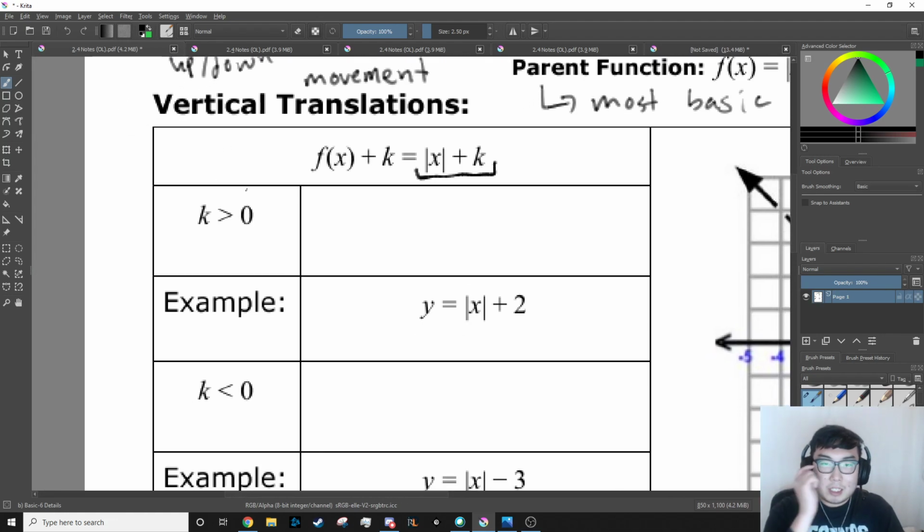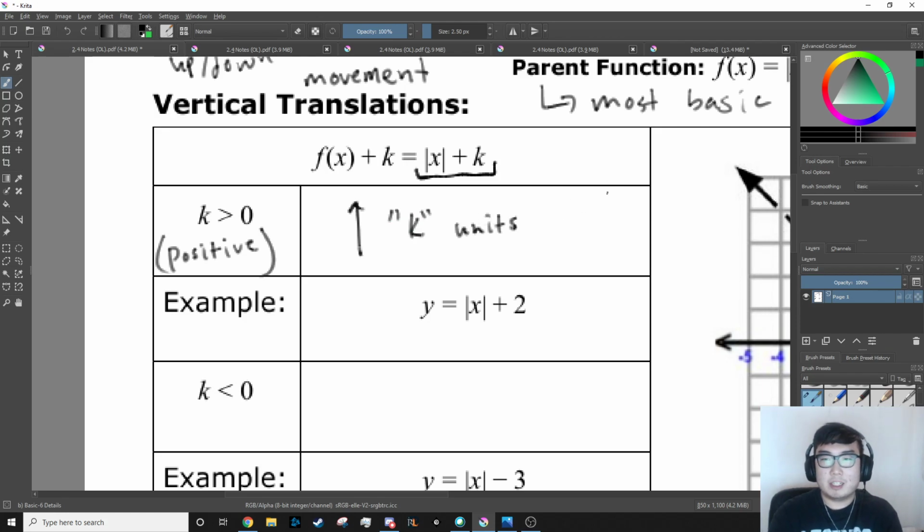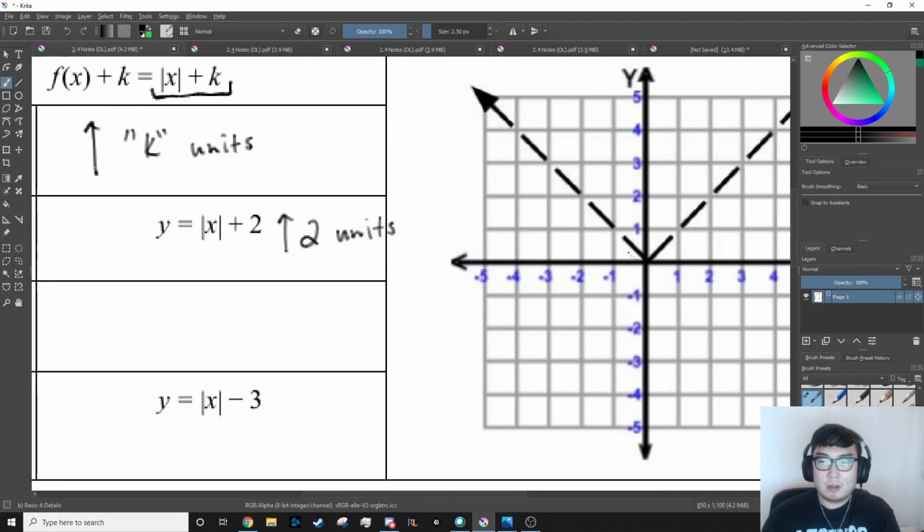So when k is above 0, which means it's positive, that pretty much means we're moving up k units. And that really means, for example, the example below us, y equals absolute value of x plus 2. We're moving up 2 units. And know that units is just in the graph where you just go like this. 1, 2. I guess I'll draw this in a different color.